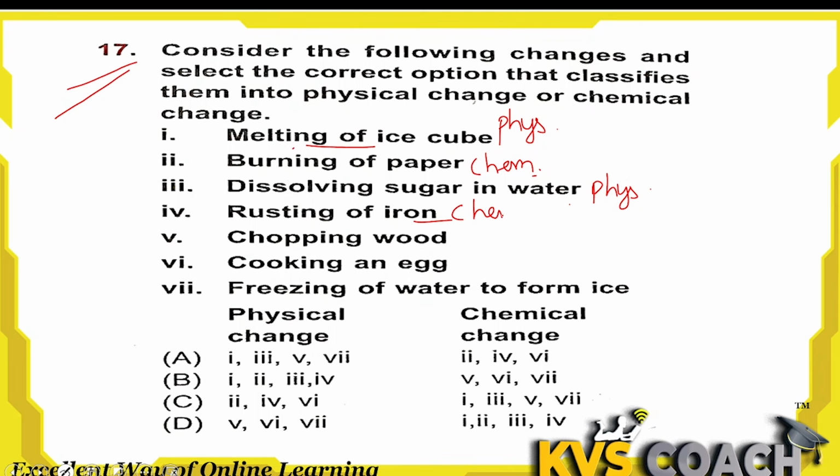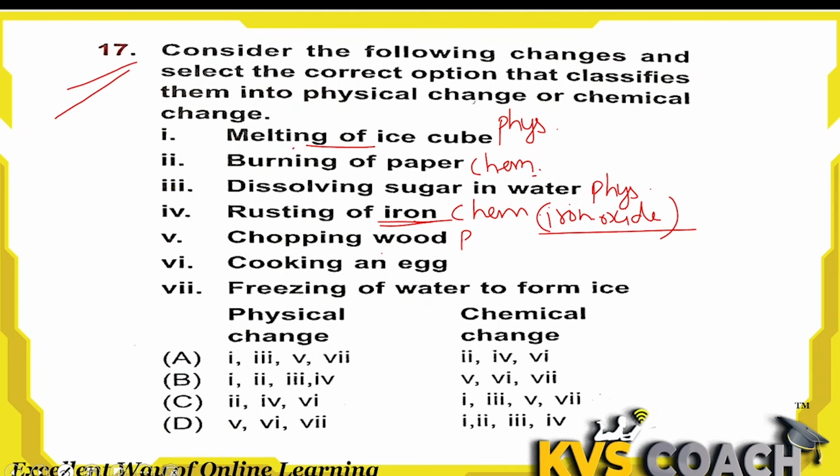When we leave any iron nail in the air, and it comes into contact with water and oxygen together, they make iron oxide. So iron is changed into iron oxide. It means the chemical composition of the iron is changing. So this is a chemical change.